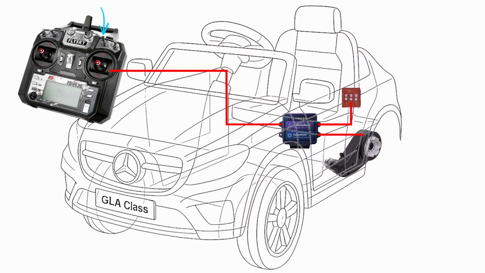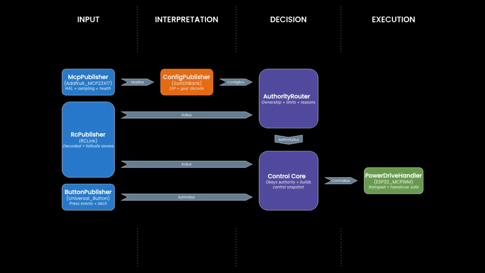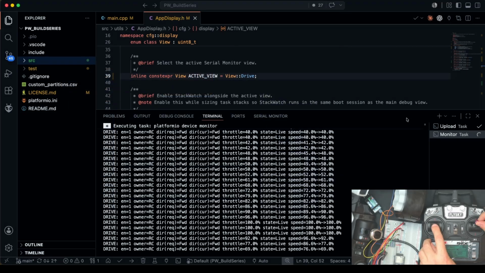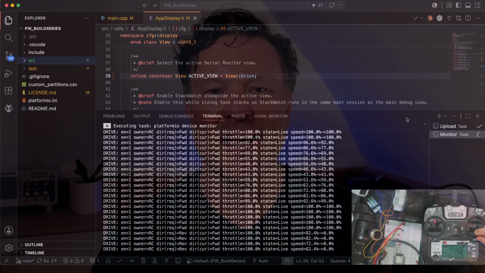When a child presses the car's accelerator, and at the same time a parent is using the remote control, who's in charge? Well, today is part 3, where we finalize our decision architecture and implement an authority router, the layer that decides who owns the car's speed, direction, steering, and power.